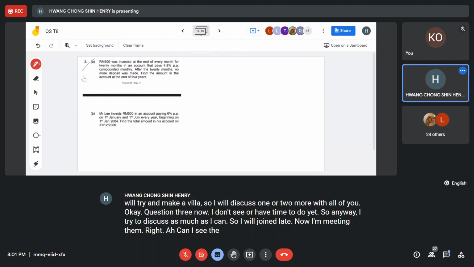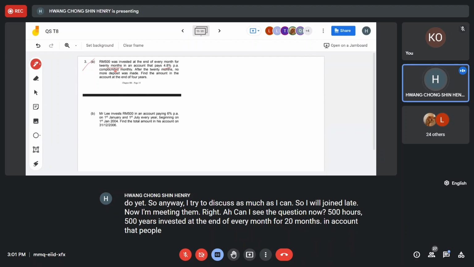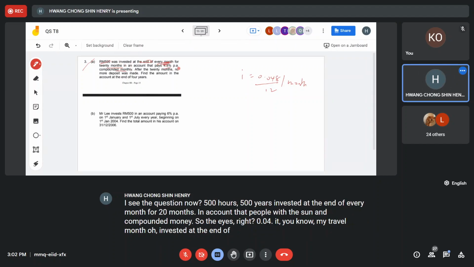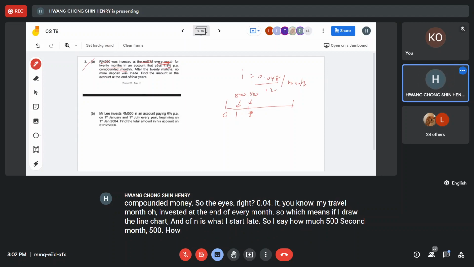Can you see the question now? 500 ringgit was invested at the end of every month for 20 months in an account that pays 4.8% per annum compounded monthly. So the I is what? 0.048 divided by 12 per month. Invested at the end of every month. So if I draw the line chart, end means what? I start late. So I save how much? 500. Second month, 500. How many times you save? 20. So you save until 20 here.